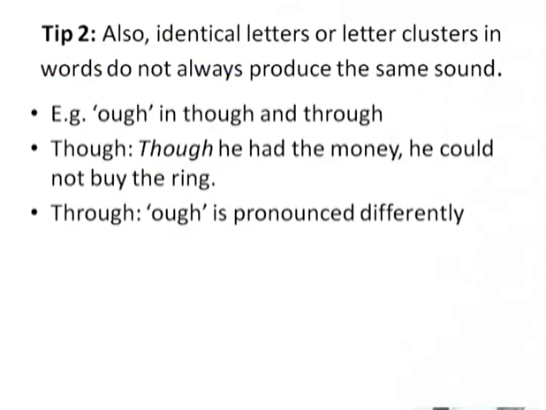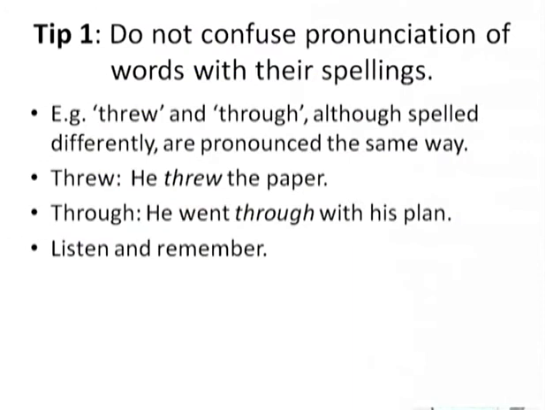We said O-U-G-H and T-R-O-U-G-H, as in though he had the money he could not buy the ring, and through, as in oo, is pronounced differently. I'm sure there are many more that you also have in your list that are written in the same way but pronounced differently, or written differently but pronounced in the same way, like we did in threw and through, T-H-R-E-W and T-H-R-O-U-G-H, written differently but pronounced the same way.